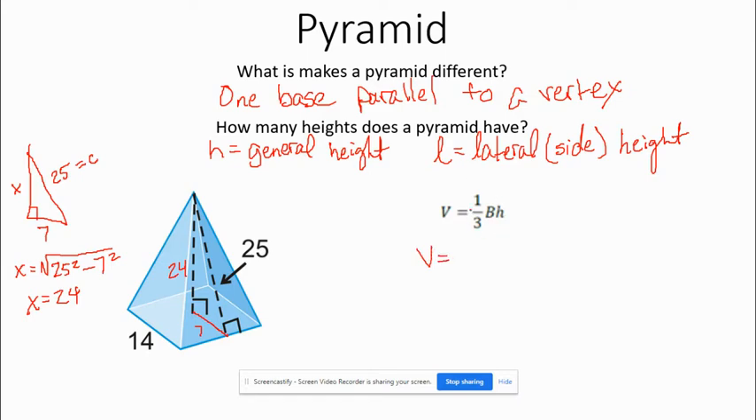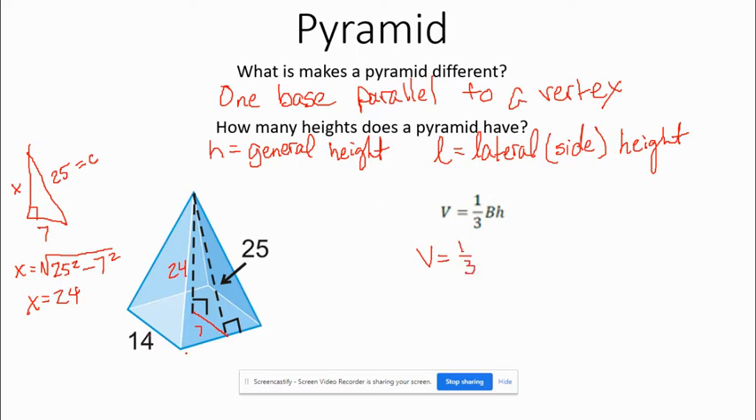There are also a lot of neat videos that show you why the 1/3 happens. I promise, if you take a pyramid with the same dimensions as a rectangular prism, or a square prism in this case, and you fill it with water and pour it into the prism, it's going to take 3 pyramids to fill one prism. So its volume is 1/3 of the prism's volume, which is where this is coming from.